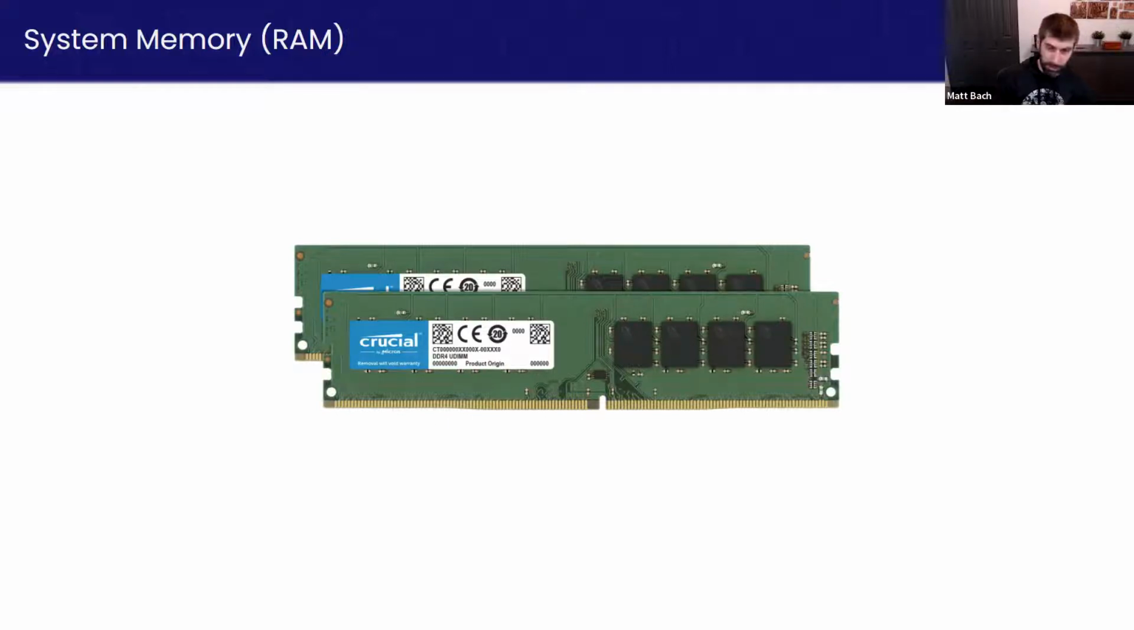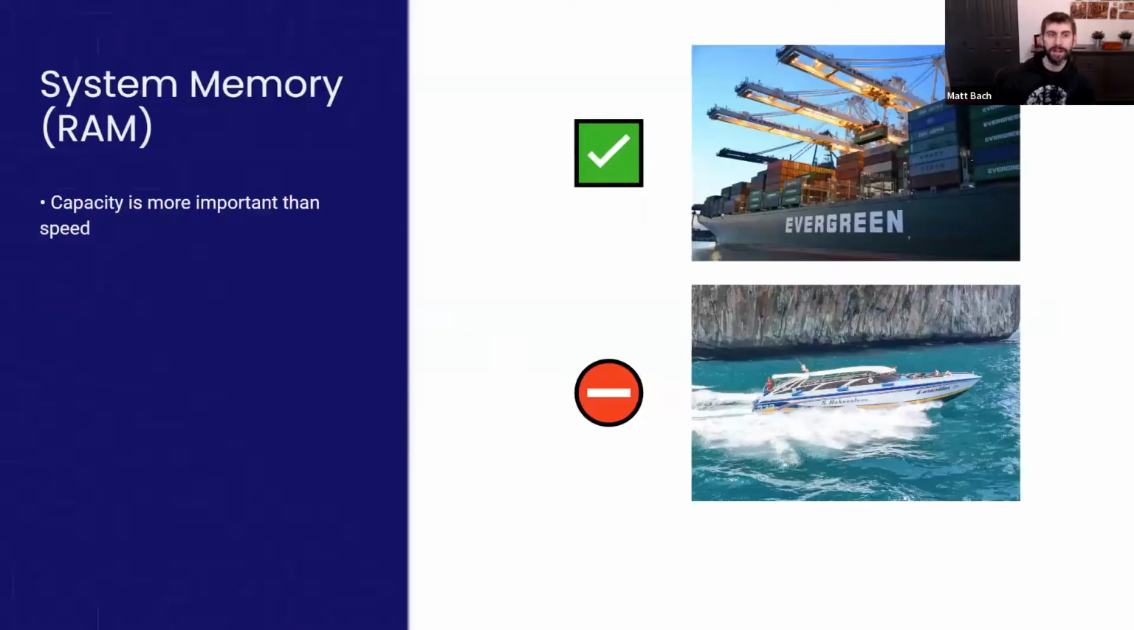But so talk about CPU, shifting over to RAM. RAM's a lot more simple in a lot of ways. So this will be a much shorter section. The main thing with RAM is capacity is more important than speed, is what it really comes down to. If you don't have enough RAM, that's going to make your system slow to a crawl.